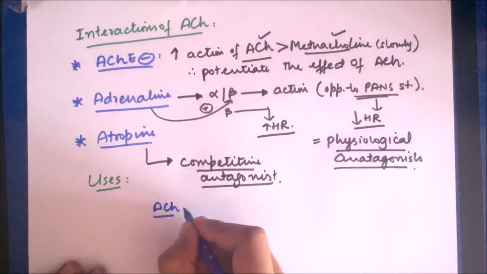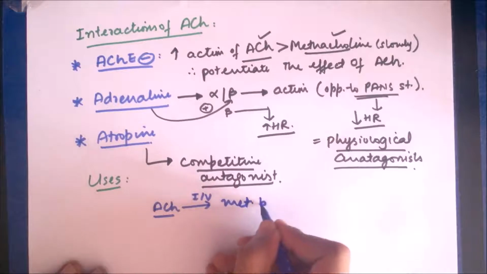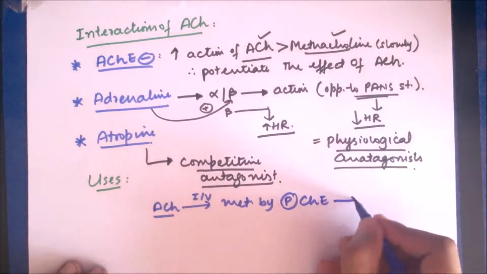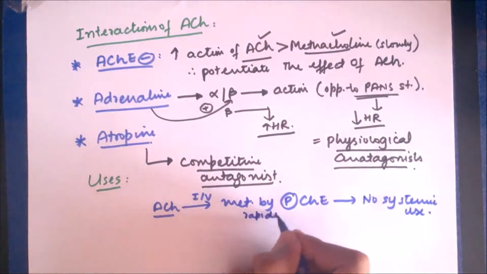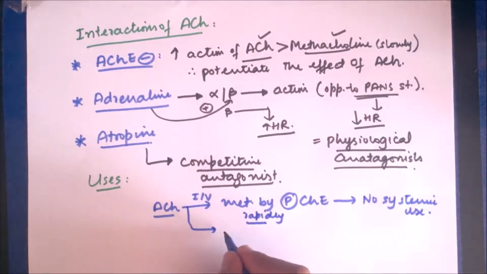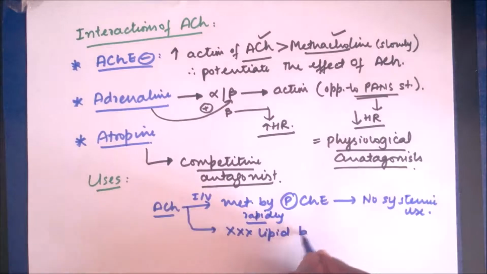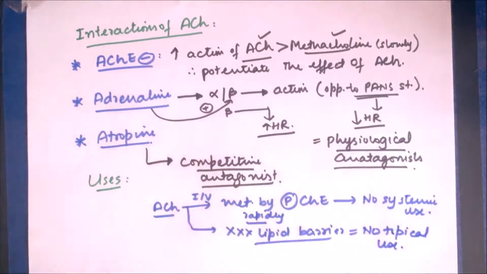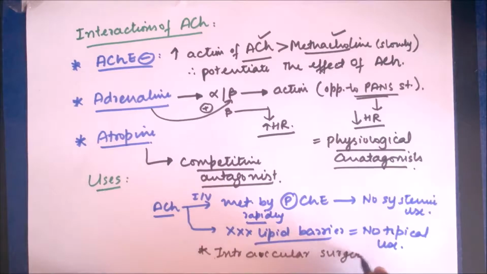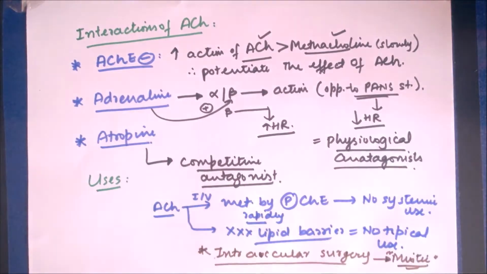Now, uses of acetylcholine. Acetylcholine cannot be given by IV route because it will be rapidly metabolized by pseudocholinesterase, so it does not have any systemic use because of rapid metabolism. And it's lipid insoluble, so it cannot cross the lipid barrier, therefore it has no topical use. However, the only use acetylcholine has is in intraocular surgery. It can be directly put on the pupil and it causes contraction of the pupil. It is used as a miotic agent.